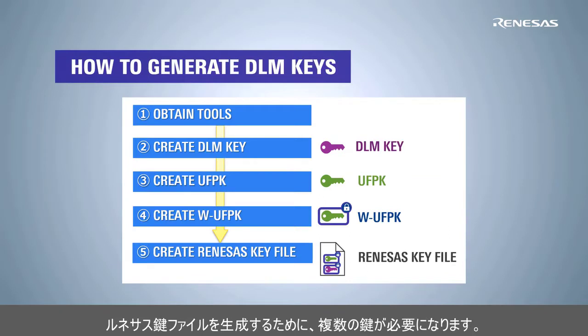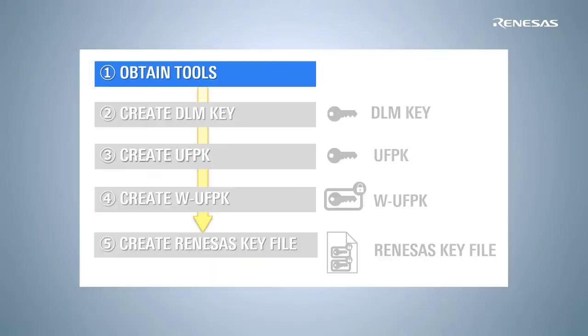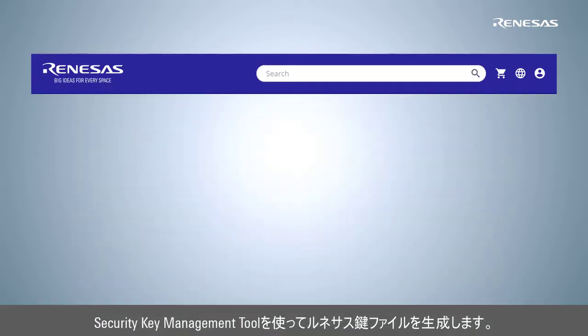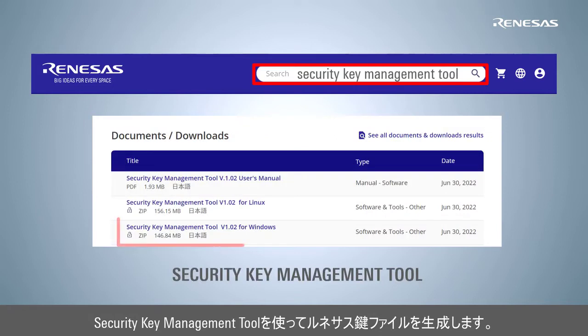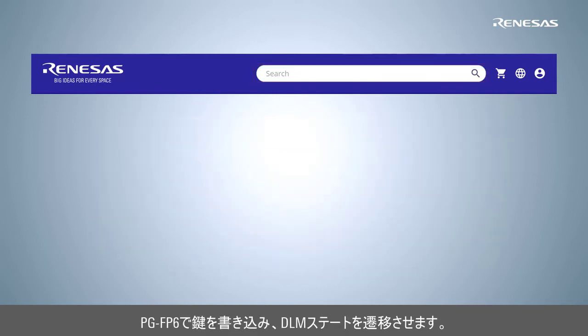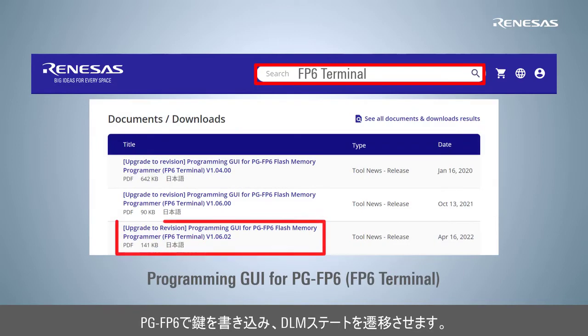We will now walk through the steps required to generate and install DLM keys. First, download the Security Key Management tool from the Renesas Electronics website. We will use this tool to create the key files needed for key installation. Next, download the FP6 terminal. We will use this tool to securely install the DLM key and to change the DLM state.